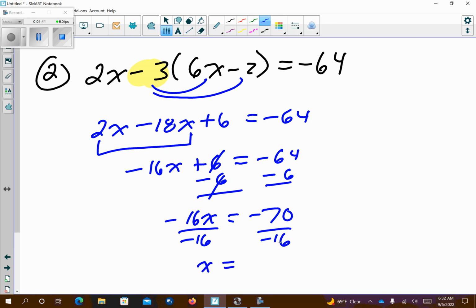Let's see, what number goes into both 16 and 70? They're both even, so it's going to be positive. So it was 35 over 8. Does that work? Yeah, that's our reduced portion.